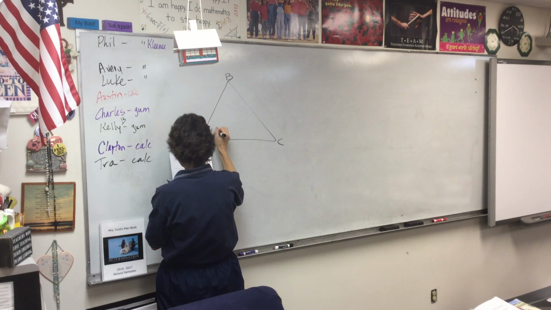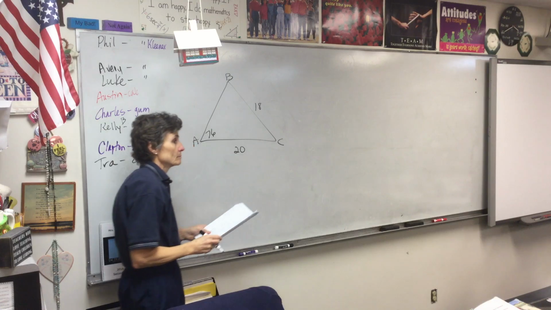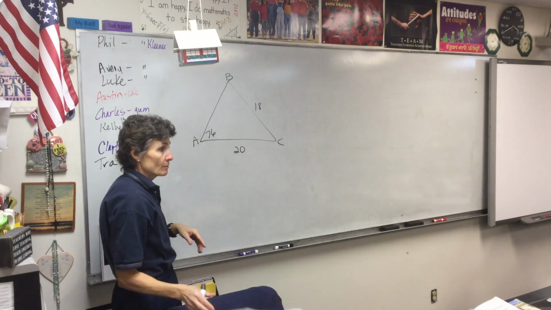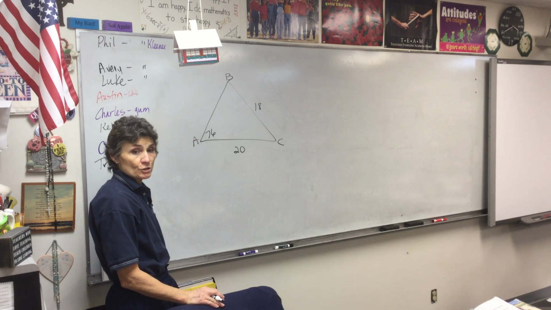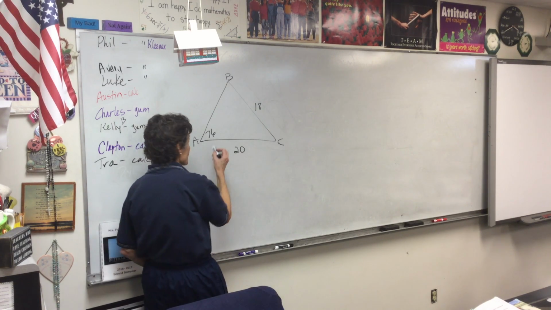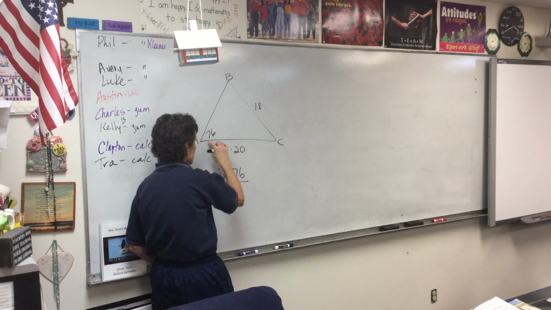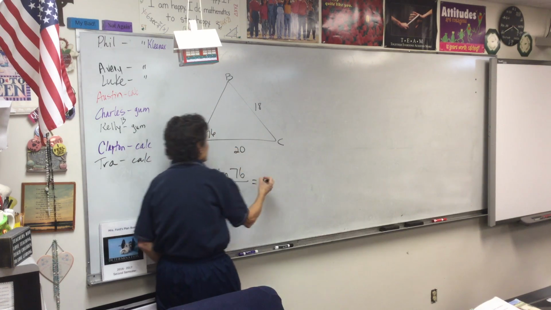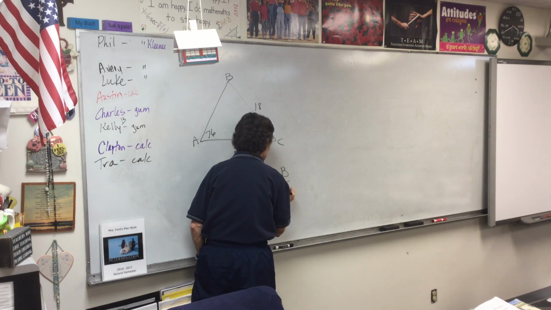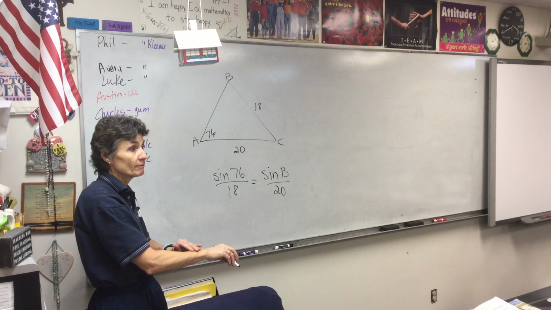All right, so angle A is 76, side A is 18, and side B is 20. That's it. The directions say how many triangles are possible. So we're going to jump right in, set up our law of sines. What's our law of sines going to say? Sine 76 over 18 equals sine B over 20. So step one is exactly what you do every time you do the law of sines.